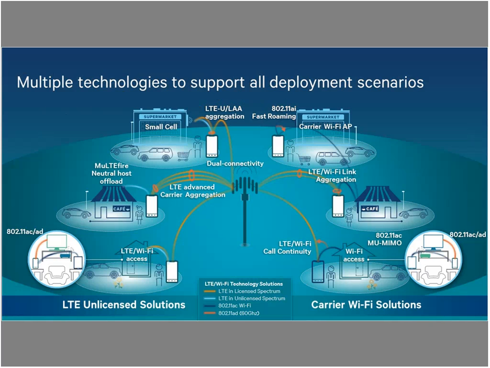Now, this slide doesn't work extremely well in a webinar because it's intended to be animated and build. But what this is showing is, on the left, unlicensed solutions, or running LTE-U, as well as carrier Wi-Fi solutions on the right, that they can all exist simultaneously. And we're building solutions really to support various deployment scenarios. We have a very, very big Wi-Fi business at Qualcomm as well, through Qualcomm Atheros. And so we're supporting LTE Wi-Fi call continuity.